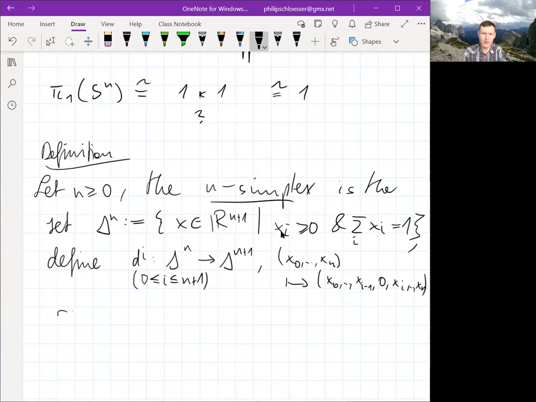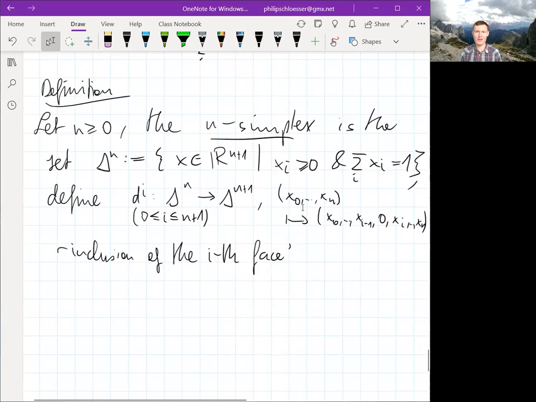And we call this map the inclusion of the ith face. The reasoning being the n simplex is sort of the simplest kind of polyhedron in every dimension, because it's basically just made up of triangles. And every polyhedron has some sort of faces, and you can number them, and this is how we define that.